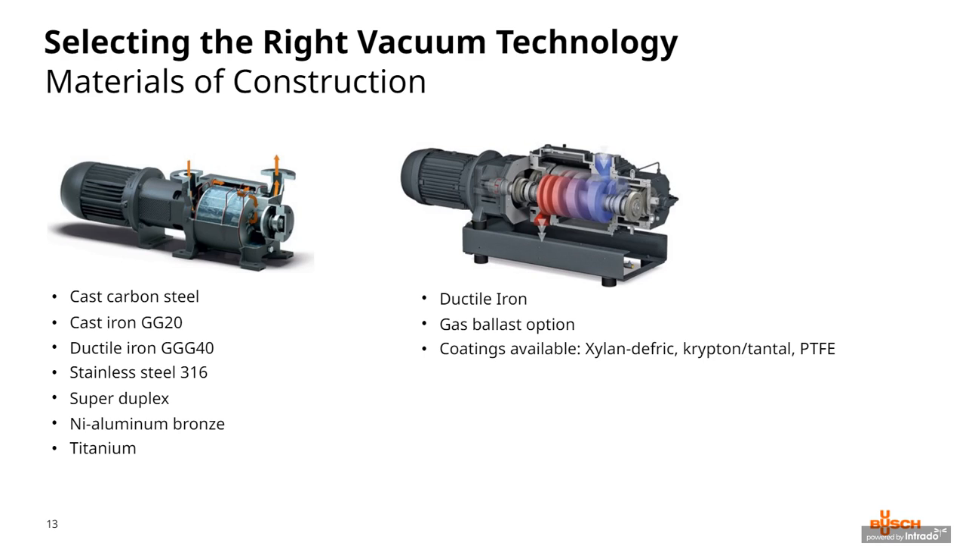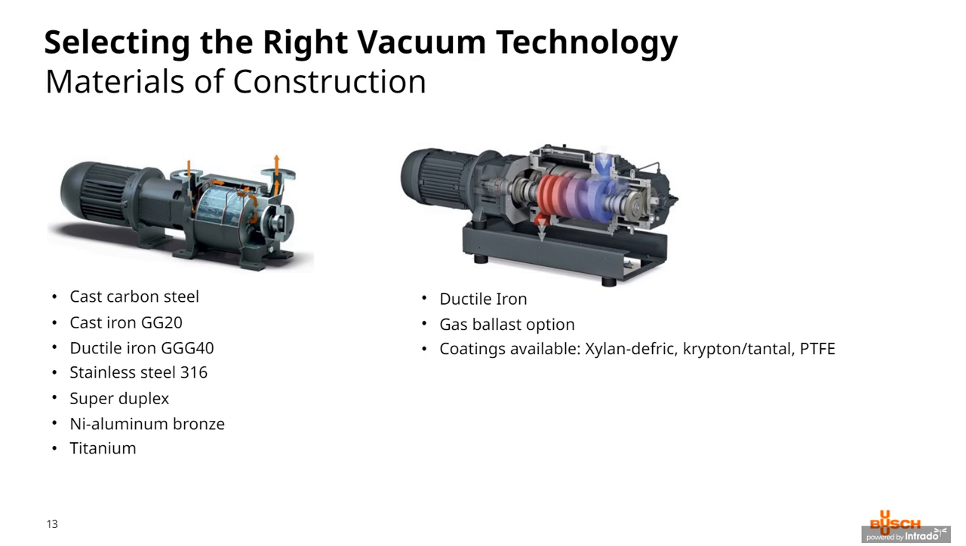Speaking of material of construction, the beauty of the liquid ring is that you have a variety of options for material of construction, which are carefully selected, again, depending on the process, from cast iron to stainless steel, all the way to titanium. On the dry screw side, due to the lack of condensation, the pump can be fabricated from inexpensive cast iron. Now, the ductile iron is the material used for the process wetted parts that contact the pumped medium. Also, coatings are available for additional protection.